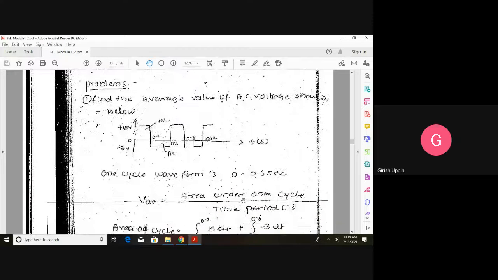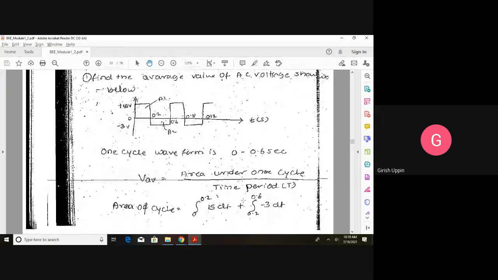There are simple problems based on the average value. So here we have a cycle. The maximum value is 15 volt, and the maximum negative value is minus 3. And if you see, the cycle starts from here and it completes here. So this is one cycle. You have to identify one cycle. Whether it is symmetrical or unsymmetrical, definitely it is unsymmetrical. Why? The positive half cycle is not the same as the negative half cycle.